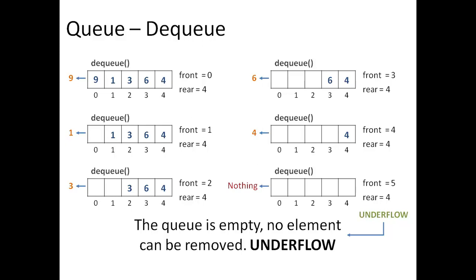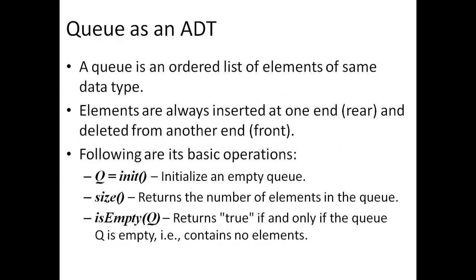We just have to modify the conditions which we have specified for the underflow and overflow condition. Rest all the things will remain the same. So we will first look into the simple queues in this session, and then we will have one more session on the circular queues. Now, defining the queue as an abstract data type first.